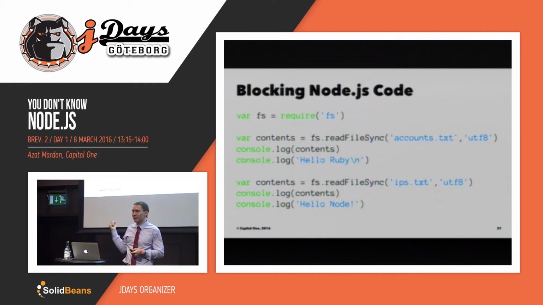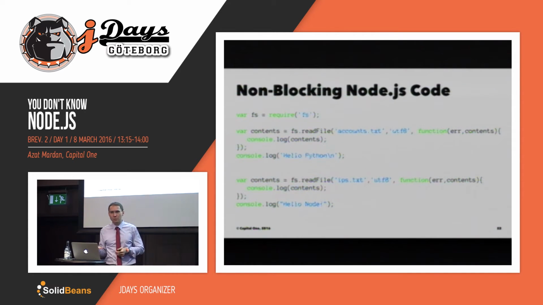When we're reading the content from the file, it's blocking everything, so nothing would happen until we read the file. And we can save that into a variable. Now this is non-blocking code, and it's asynchronous code. We're using callbacks. And in the callback, we have this variable content. So what would happen, first we would see hello Python and hello Node. We would not see content. And then after some time, we would see the output of accounts and then output of ips.txt.